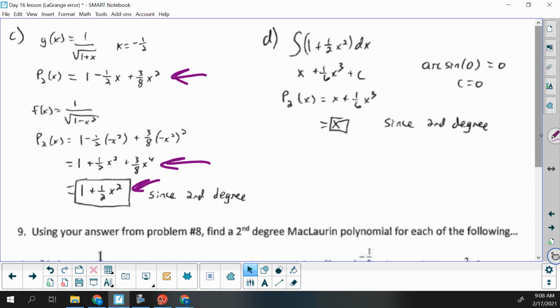Now, 1 over radical 1 minus x squared, its antiderivative is arc sine. So you can do your antiderivative of that Taylor polynomial. We get this with a plus C. We know arc sine of 0 is 0, so that means our C is 0, so that's gone. So we get this here, but we only wanted second degree, so we drop the third term, and up to the second degree would just be x for us.